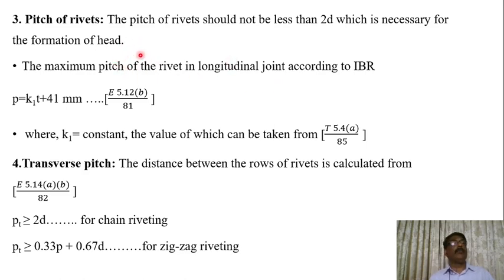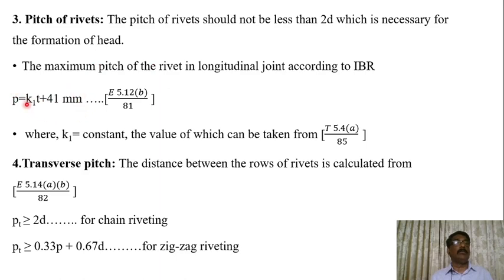Next type of parameter we are going to design is the pitch of the rivets. We know that the pitch is the distance from the center of one rivet to the center of another rivet in the same row. That distance is also important while designing, and it can be found using the equation: pitch is equal to K1 into T plus 41 mm.